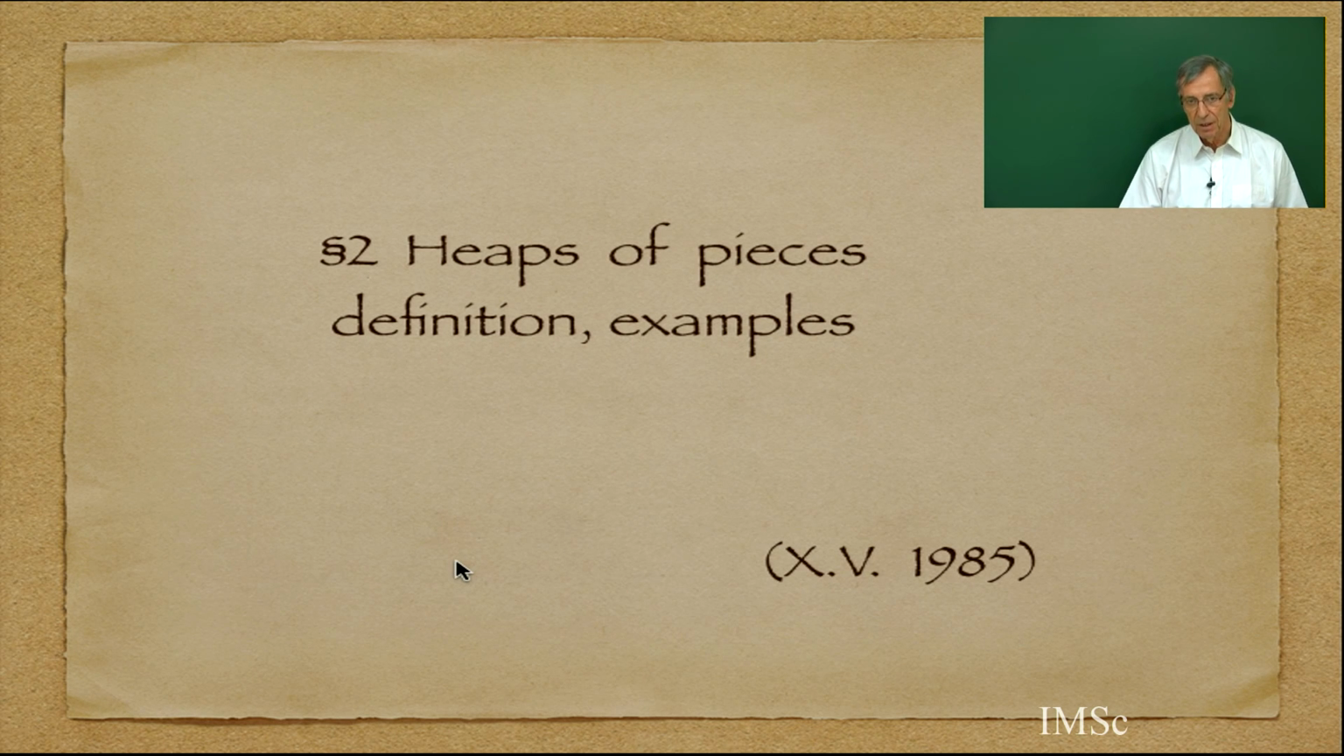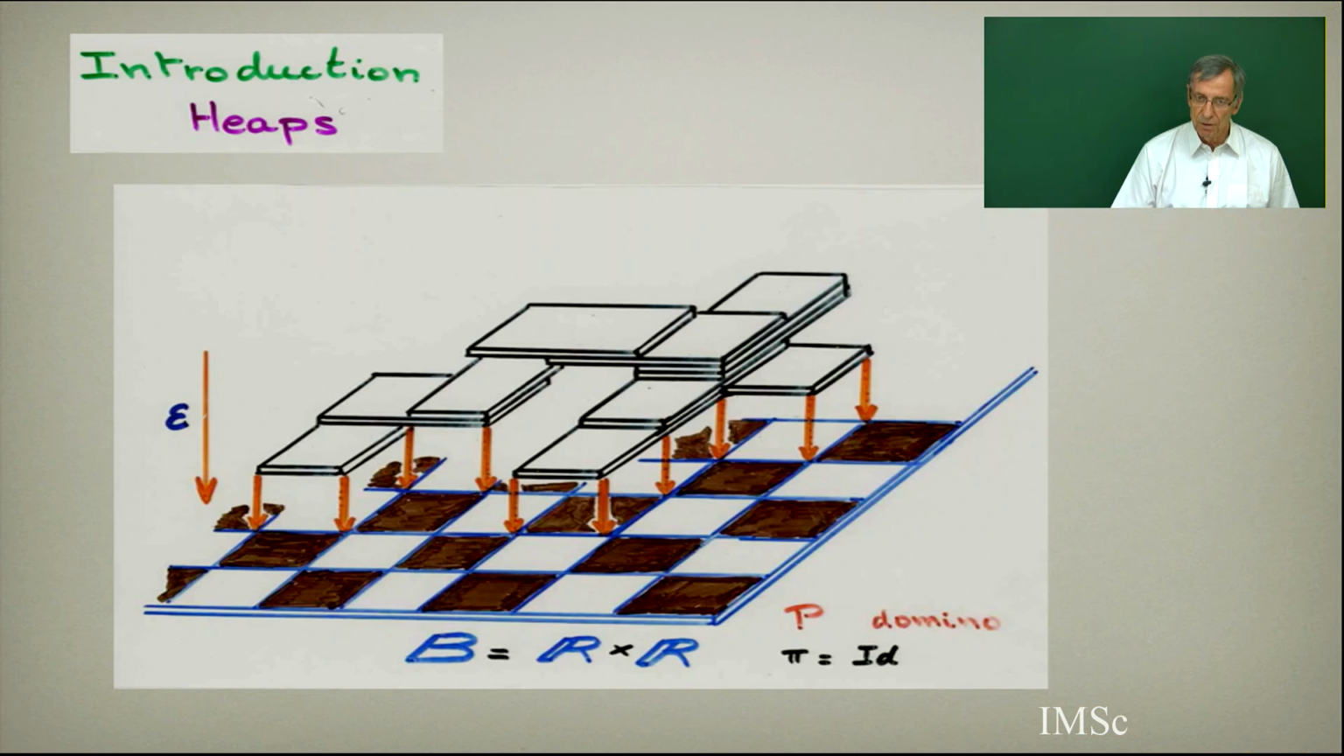So definition and example, elementary definition. What is the intuition behind heaps of pieces? This is a picture of a heap of diamonds on a chessboard.